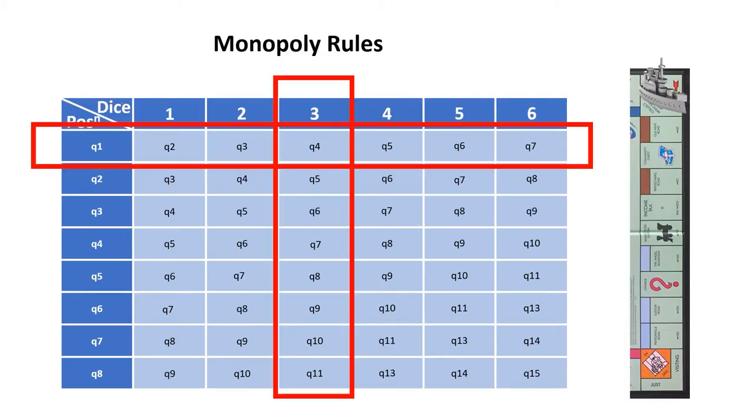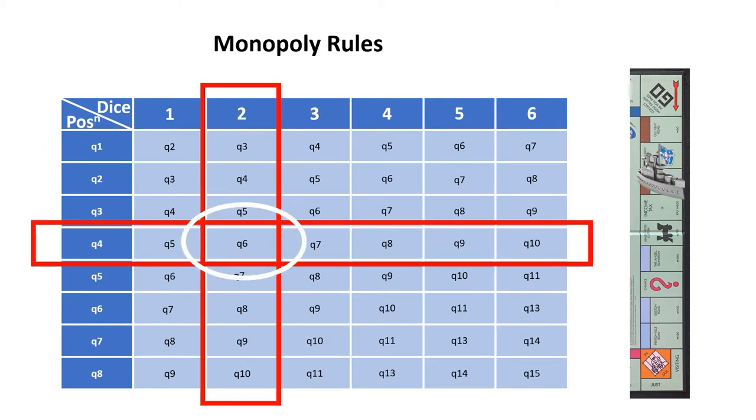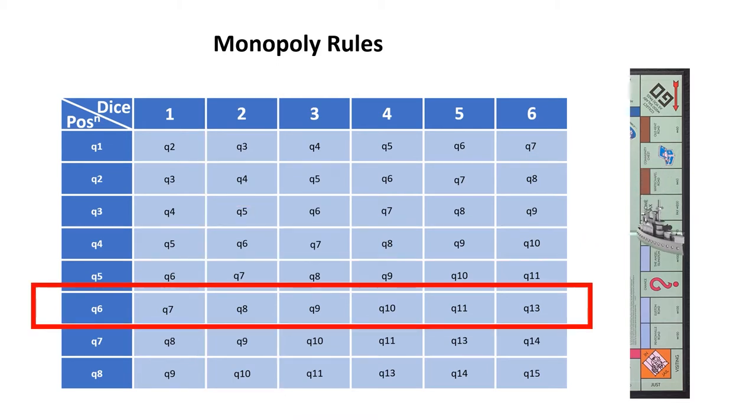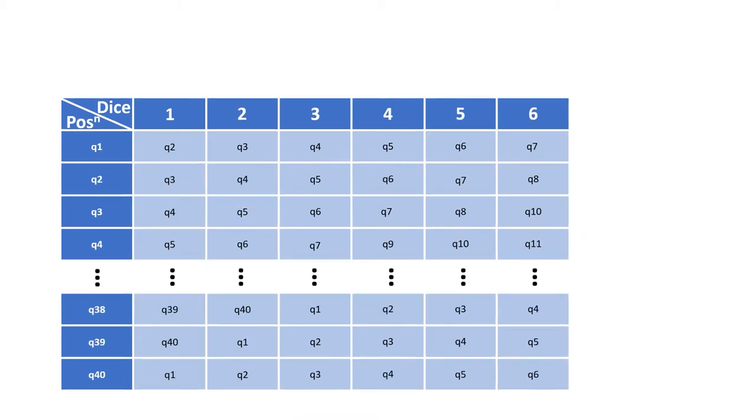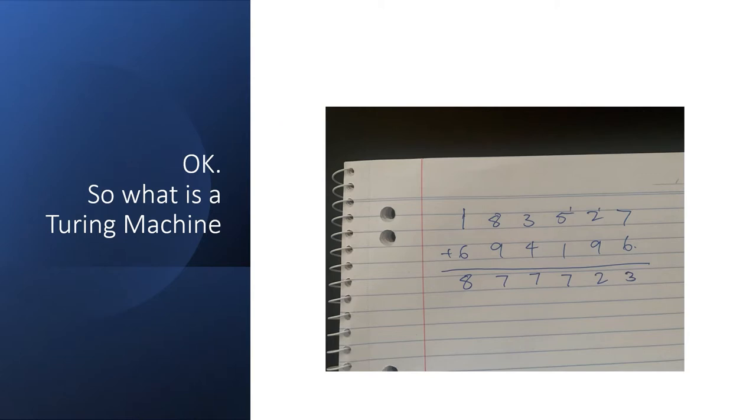1 add 3 is 4. Then 4 add 2 is 6. So this table does a primitive form of addition, and this would be great if I ever needed to add 2 to 38. I'd be in luck. But what about bigger numbers? What if I wanted to add these two numbers together? I have no rule for this in the Monopoly rulebook.